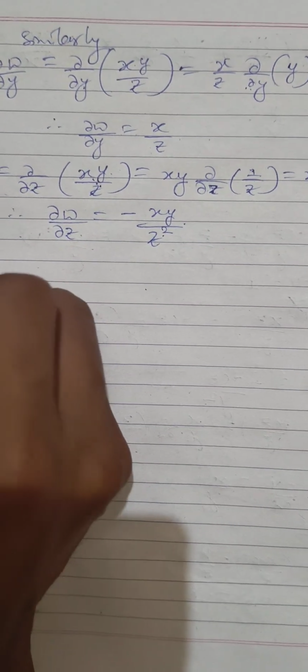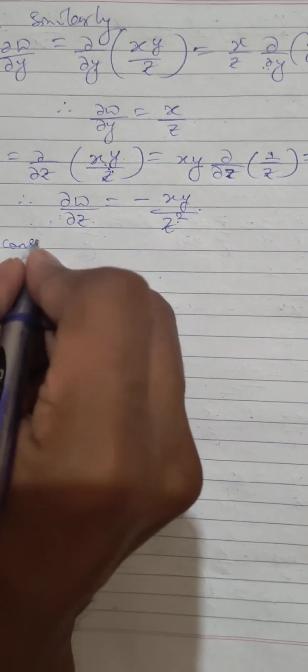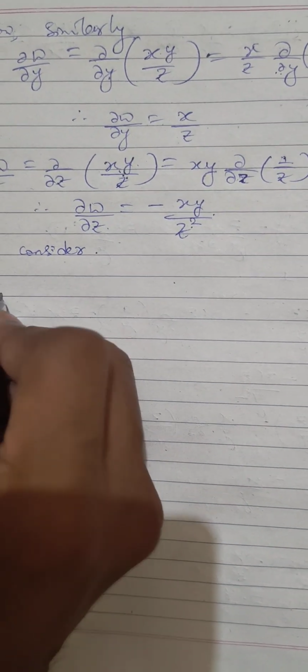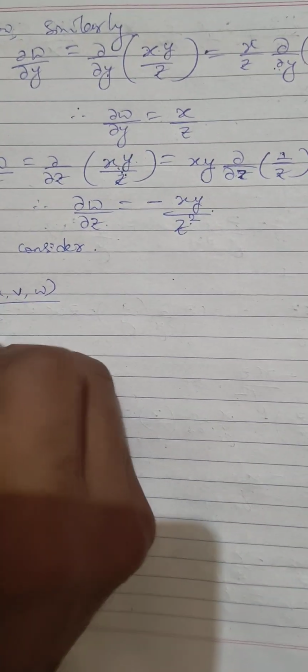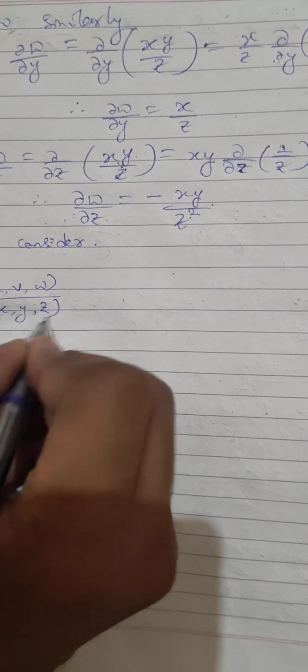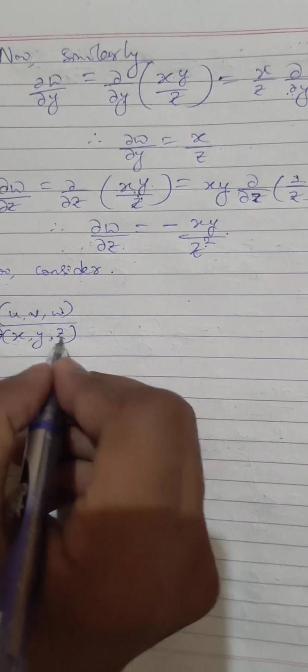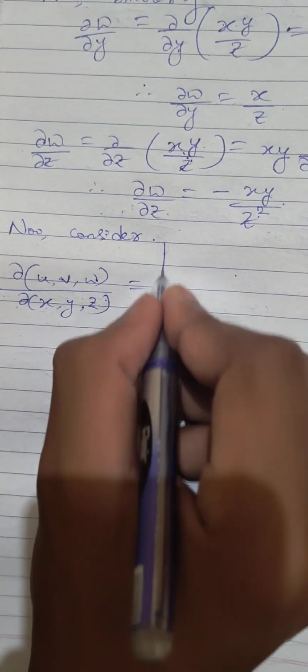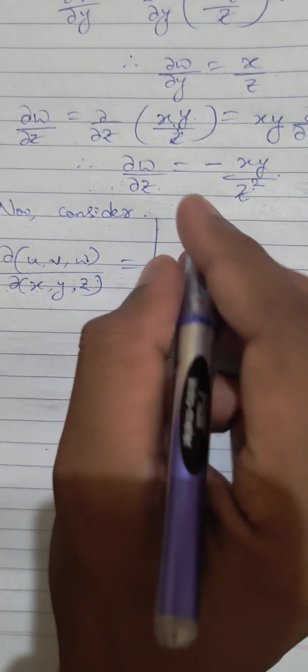Now, what we have to find here is the Jacobian of uvw divided by xyz, that is, the Jacobian of uvw with respect to xyz. So we have to find the Jacobian. What is the definition of Jacobian? Again, substitute the values.